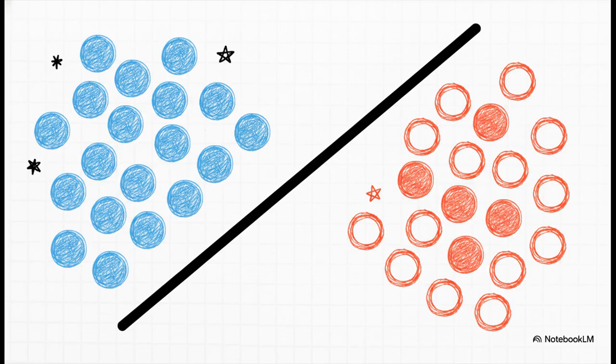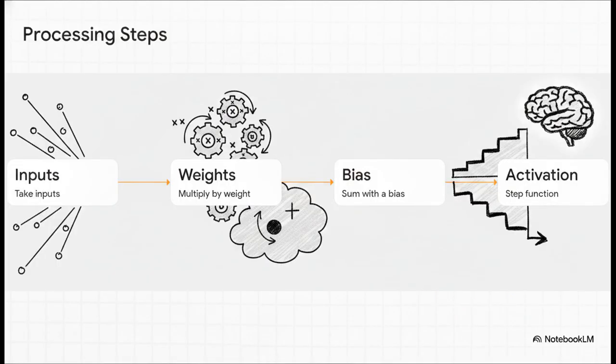Now here's the mechanical sequence of how that cut is actually made, broken down into 4 simple steps. First, the neuron takes in inputs. Second, it multiplies each of those inputs by a specific weight, which essentially assigns an importance level to each input. Third, it sums all of those weighted inputs together with a baseline value that we call a bias. And finally, it passes that total mathematical sum through what's known as a step activation function.